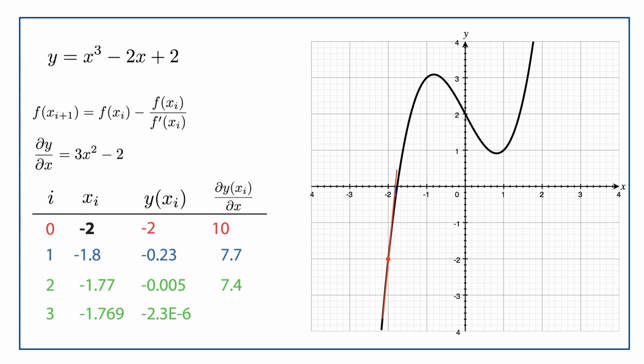If we carry on, then the next guess for x2 is minus 1.77, and that's just 0.005 away from the axis. It's really close. Then if we have another go, after just 3 iterations we get an answer of x equals minus 1.769, which is just 2.3 times 10 to the minus 6 from the axis. So in just 3 iterations we've pretty much solved the problem, which is pretty cool. This method is called the Newton-Raphson method, and it's really pretty neat.